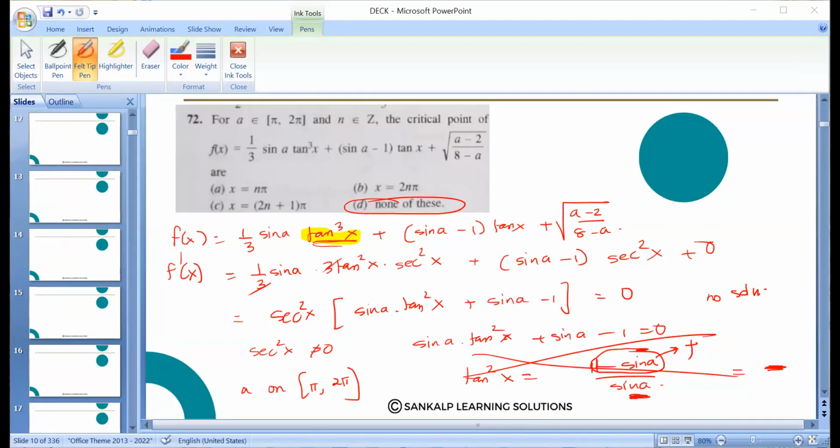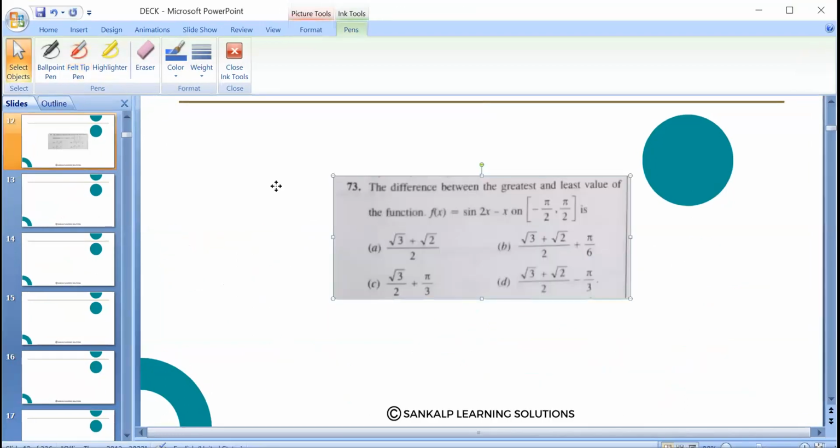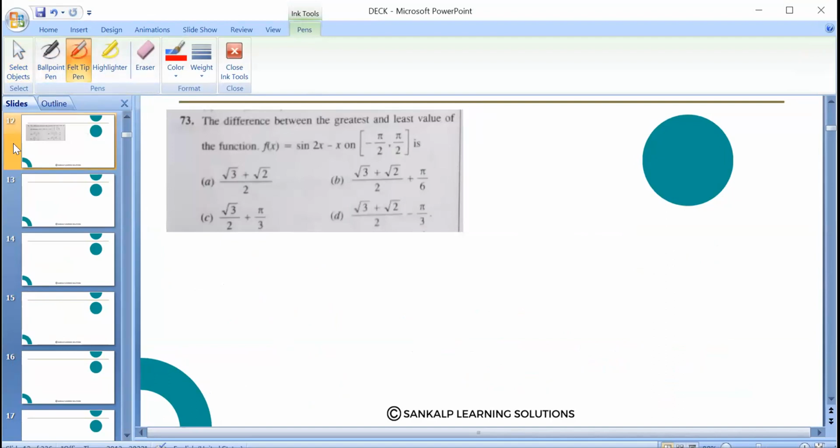Next is 73. The difference between greatest and least values of the function, that is 73. So take the function f of x equals sin 2x minus x. Find the derivative using chain rule. Sin x derivative is cos 2x, 2x derivative is 2, x derivative is 1, which you set equal to 0.